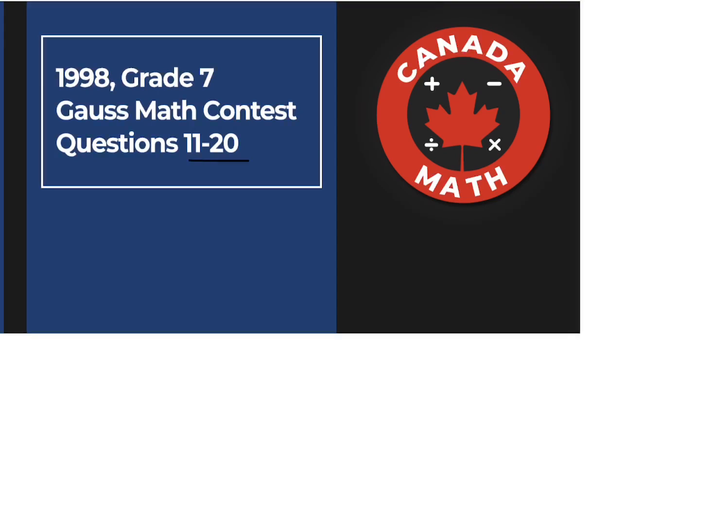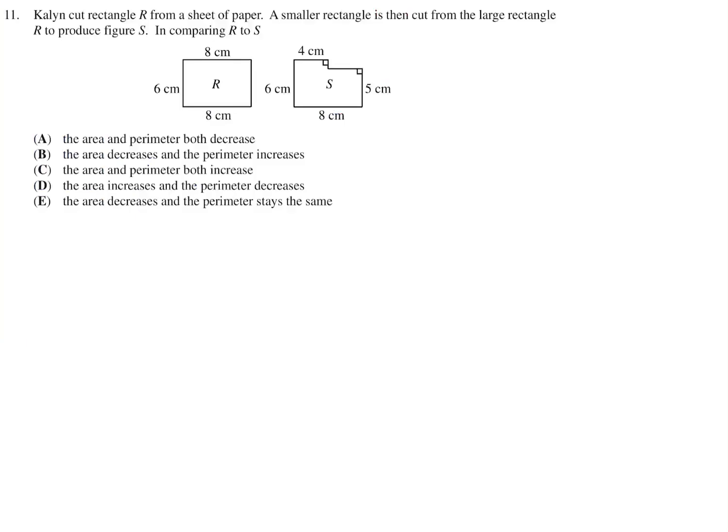Questions 11 through 20 of the 1998 Grade 7 Gauss Math Contest is what I will cover in this video. Kaylin cut rectangle R from a sheet of paper. A smaller rectangle is then cut from the large rectangle R to produce figure S. In comparing R to S, and then they give us a bunch of answer choices.